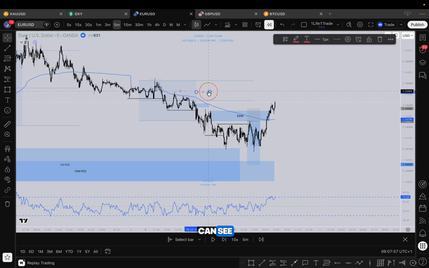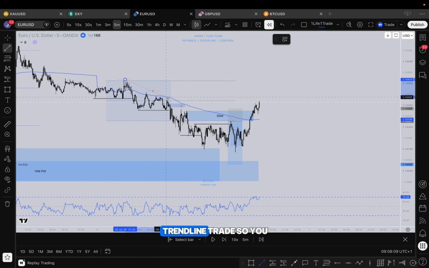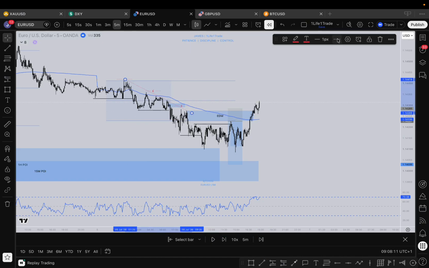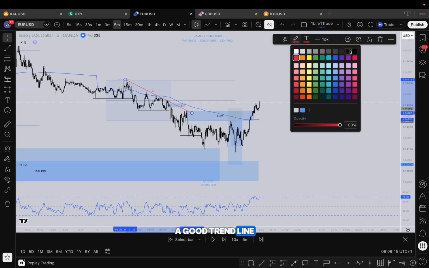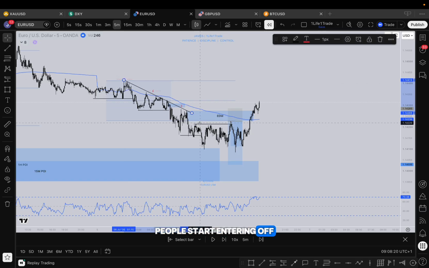You can see there's more liquidity. So you can see that building up. So not only is there liquidity from people when they enter, when it's breaking, there's also people who trend line trade. So you could go like that. That looks like it's probably a good trend line. So you could see where normally people start entering off the third tap of the trend line. So you'd go, whether you could count a couple there, you possibly have to count that one. So here, you know there's going to be more liquidity here.